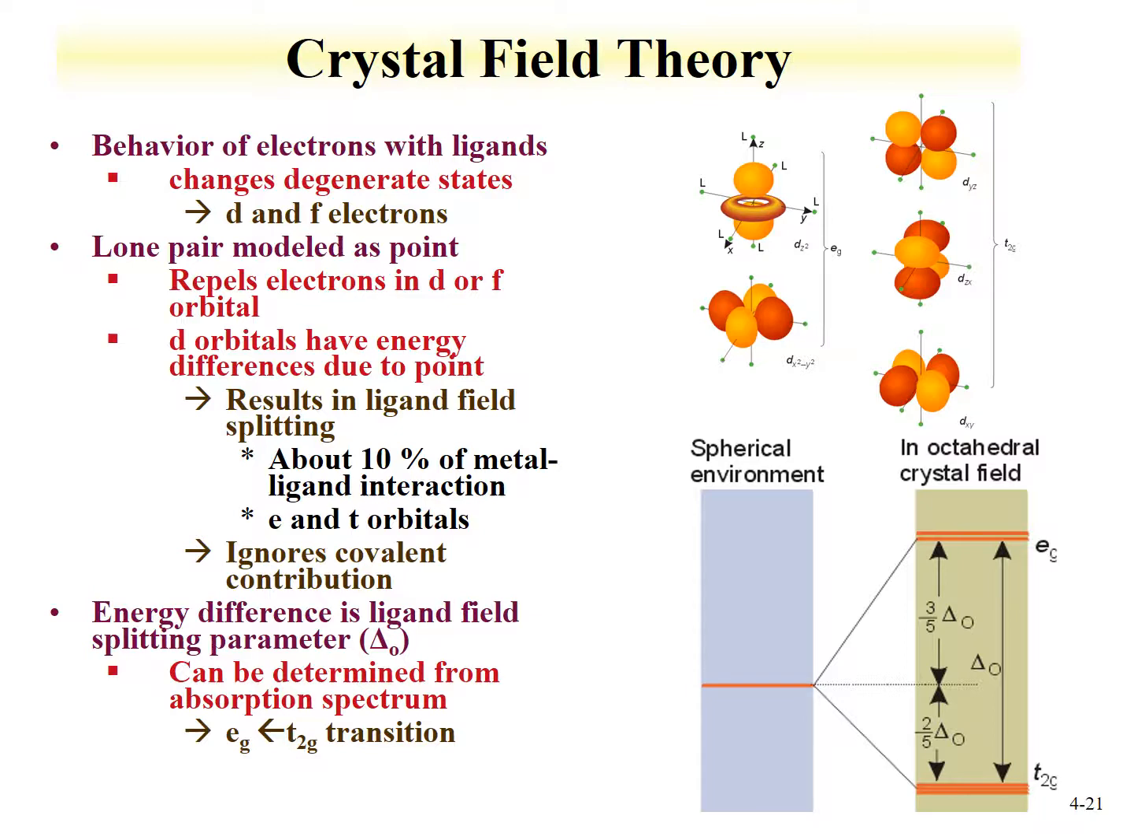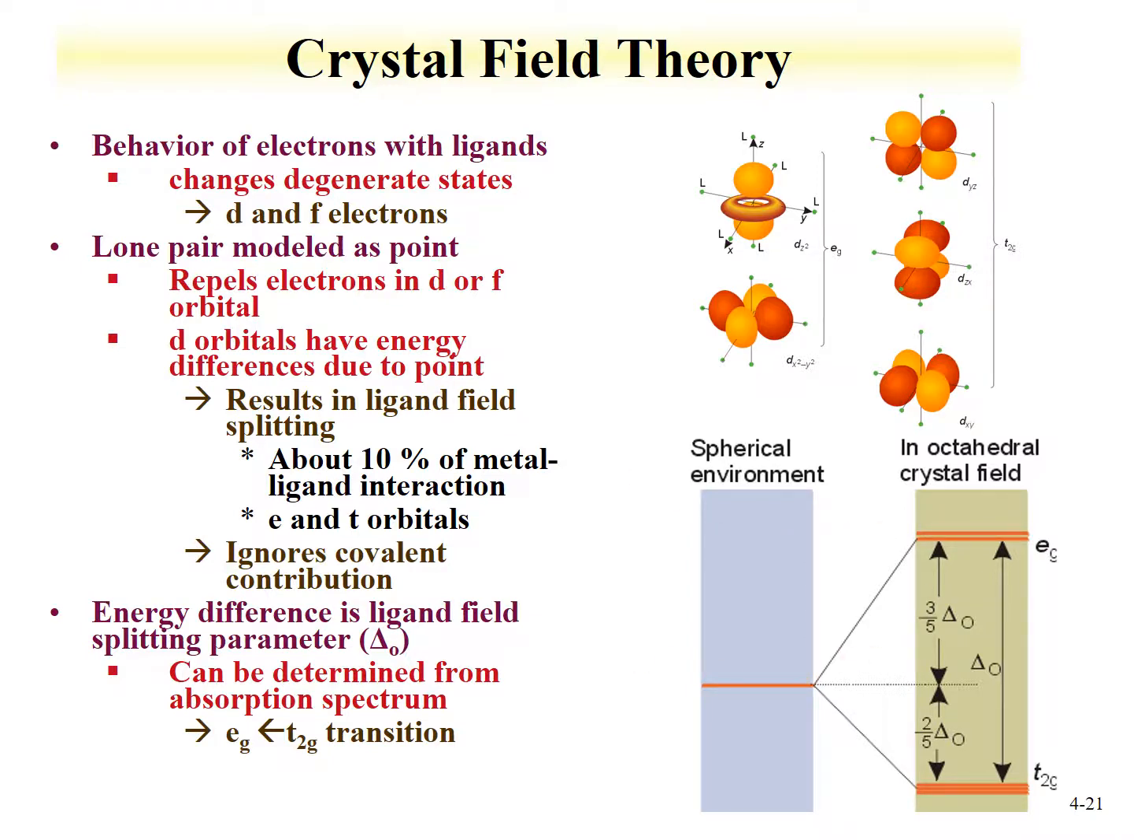The crystal field theory is particularly useful to describe changes in the degenerate states of metal ligand complexes, and these changes stem from interactions of the d and f electrons. Within the crystal field theory, the lone pairs of these d or f electrons are modeled as points. So electrons can be repelled in these orbitals, and that winds up splitting those fields.